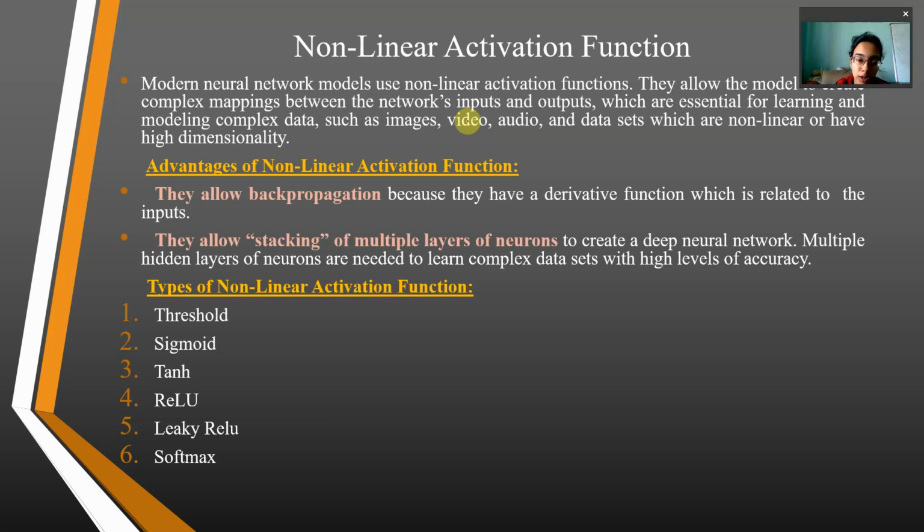So what are the 6 types of nonlinear activation function that we use in deep learning? The first is the threshold, the second is sigmoid, third is tanh, fourth is ReLU, fifth is the leaky ReLU, and the 6th one is the softmax activation function. So these are the 6 nonlinear activation functions that are generally there in deep learning.